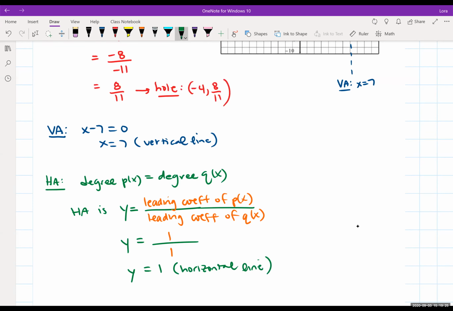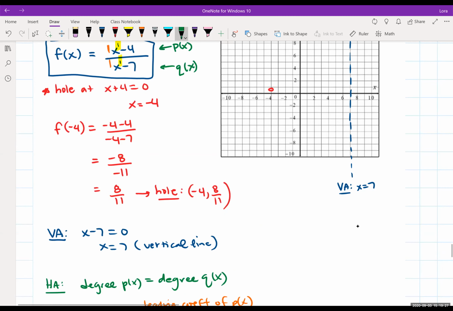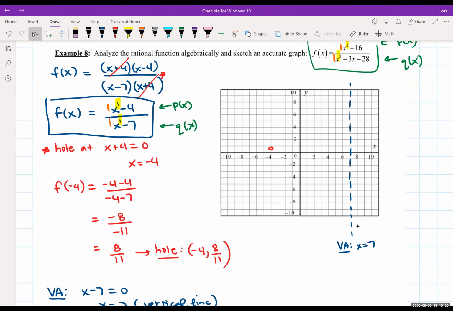So we'll add that to our graph as well. So at y equals 1, do our best, we have a dashed line. That was a little sloppy. I'll work harder. There we go. And it's the horizontal asymptote. I'll label it as well.